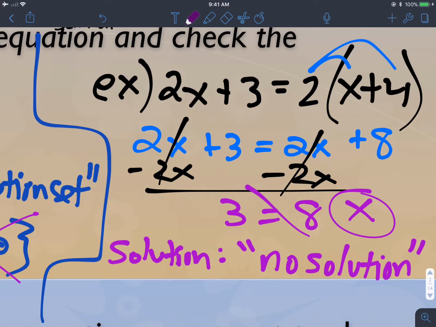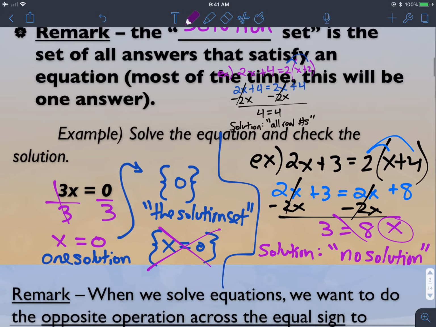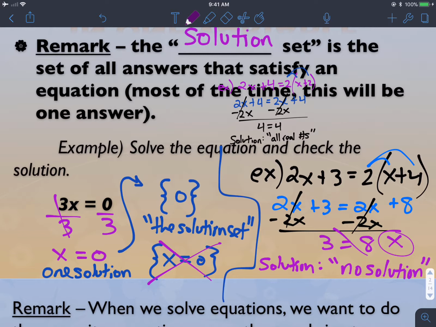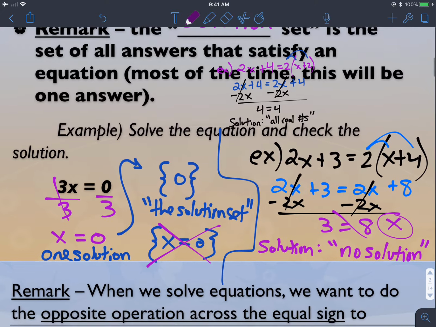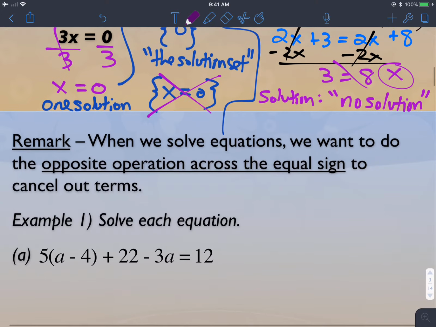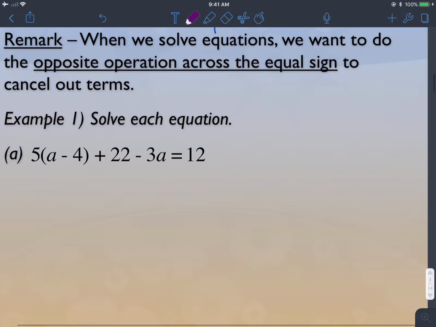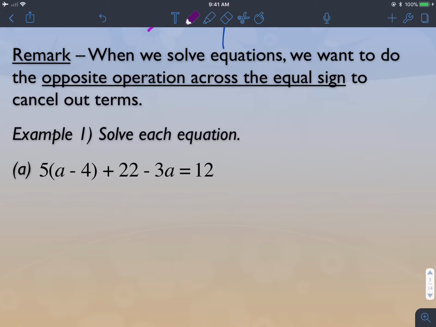Other questions? Or something that people have seen in the homework, anything like that? Wait, so the x equals 1/3 isn't right? Yeah, that's correct. That is a solution. So like I would put bracket 1/3. Yeah. All right, so that's your reminder. We want to do the opposite operation across the equal sign.